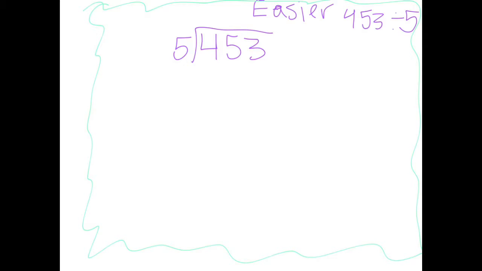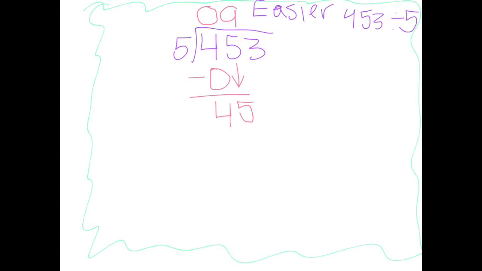5 goes into 4 0 times, so you want to write that right above the 4. So what's 0 times 5? It's 0. So you need to subtract 4 minus 0, which is 4. And then you drop the next number, which is 5. So how many times does 5 go into 45? It goes in 9 times.